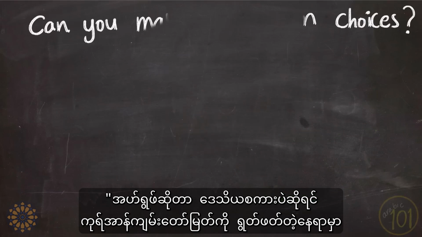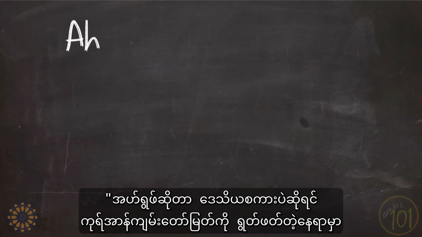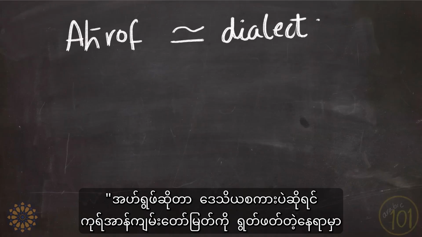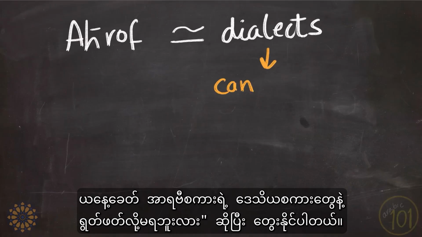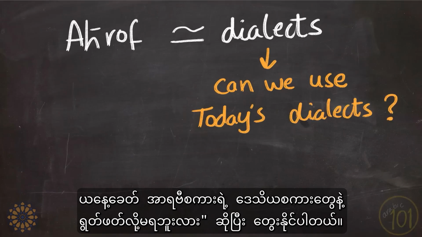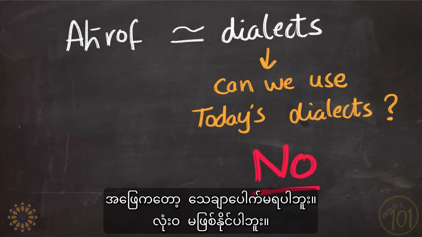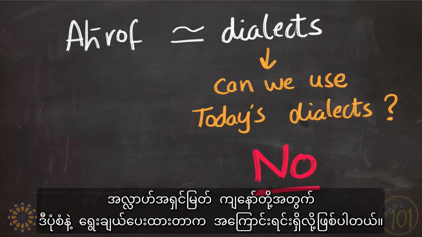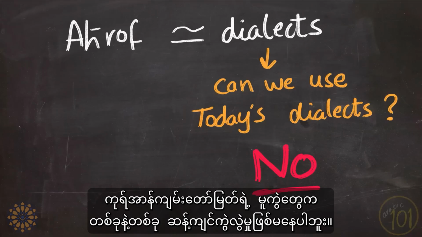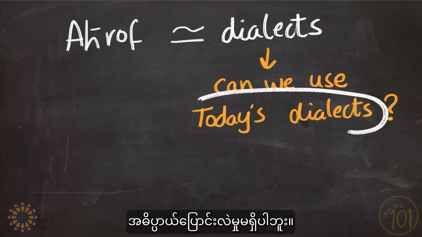And now you would think, well, since Ahruf is just another word for dialects, can we just use the contemporary dialects that we have nowadays for Arabic to read the Holy Quran? And the answer is a definite no, that is impossible. The choices that Allah has made for us are made this way for a reason. The variations of the Holy Quran do not contradict one another and do not change the meaning.